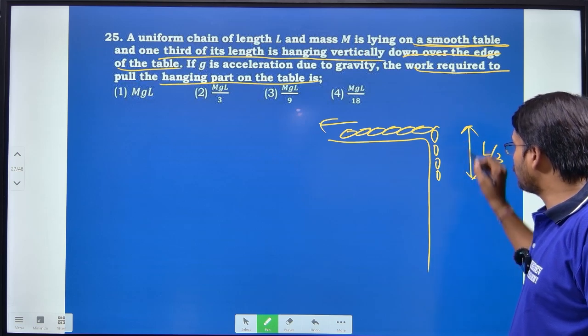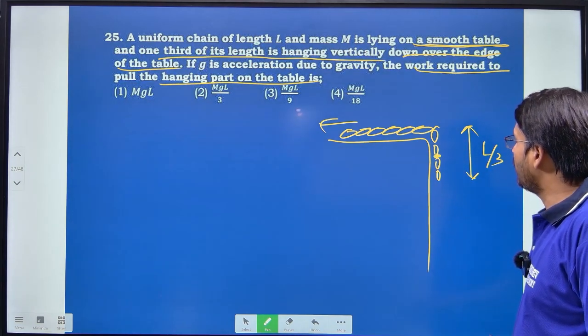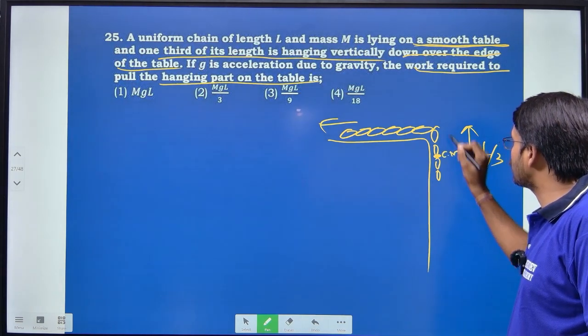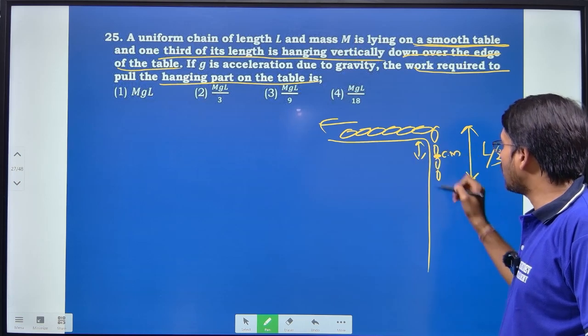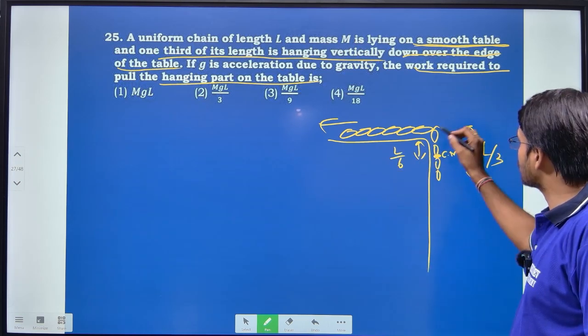So now for this particular part, because it is an extended body, we can take the center of mass to be exactly at the center of this particular one. If that is the case, what is this particular length? That is exactly half of this, so therefore L divided by 6. L divided by 6 will be this.